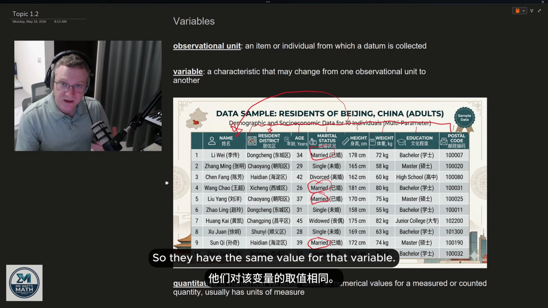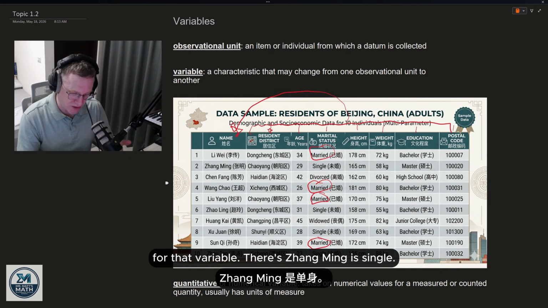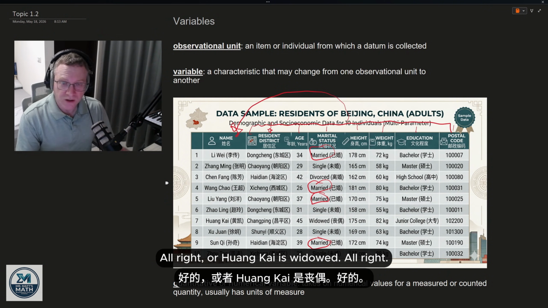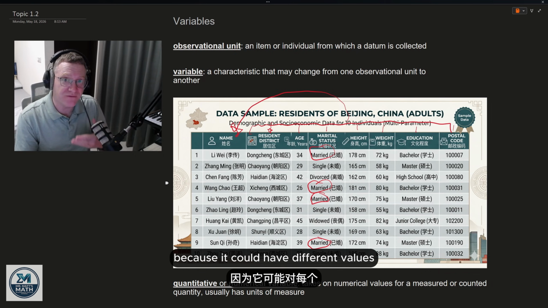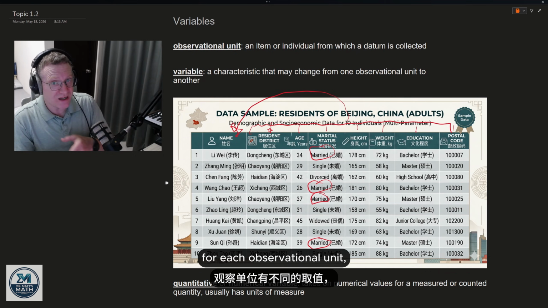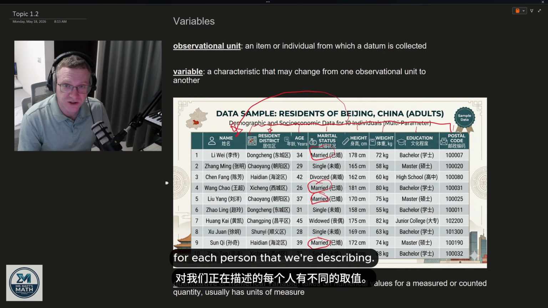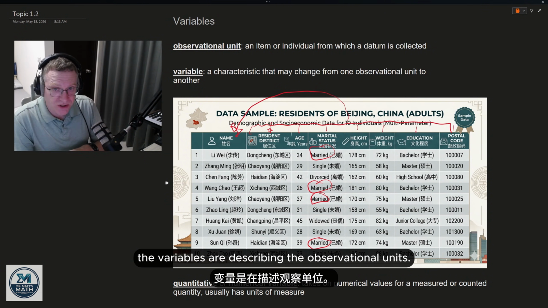So they have the same value for that variable, but there are other people that have different values for that variable. There's Zhang Ming is single, all right, or Huang Kai is widowed. All right, so we can see that it might have different values for each. So that's why we call this a variable, because it could have different values for each observational unit, for each person that we're describing.